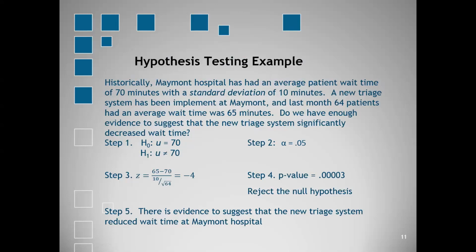In step 3, we calculate the z-score by taking the sample mean of 65 minutes, subtracting the population mean of 70 minutes, dividing by the standard deviation of 10 minutes over the square root of the sample size of 64. This gives us a z-score of -4 and corresponds with a p-value of 0.00003. This is less than 0.05, so we reject the null hypothesis and can say we have evidence to suggest the new triage system significantly reduces wait time.